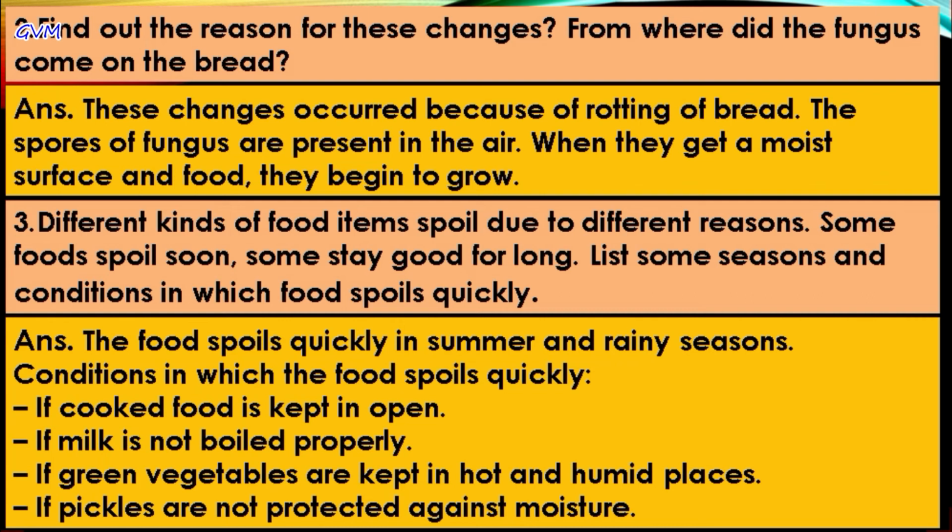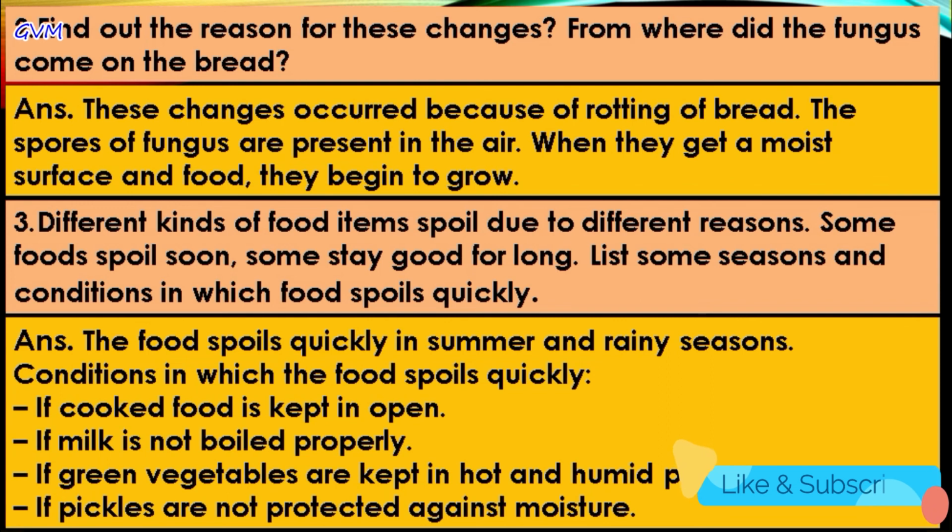The next question: different kinds of food items spoil due to different reasons. Some foods spoil soon, some stay good for long. List some seasons and conditions in which food spoils quickly. Students, as we already discussed earlier, different kinds of food items spoil in different seasons. So in this question, you have to write down some seasons and the conditions in which food spoils quickly. As I said, food spoils quickly in summer as well as in rainy seasons.